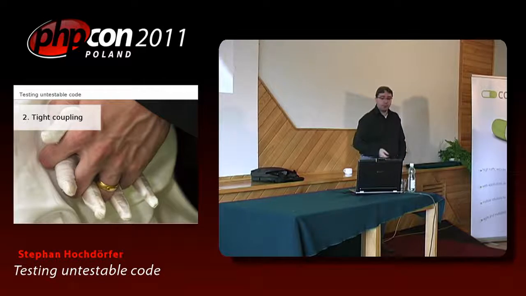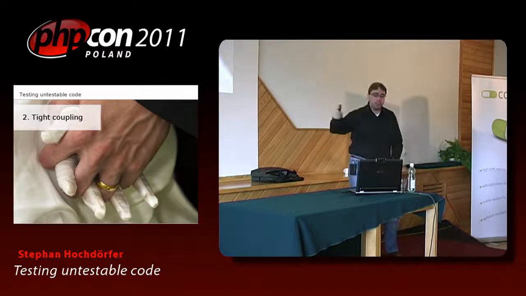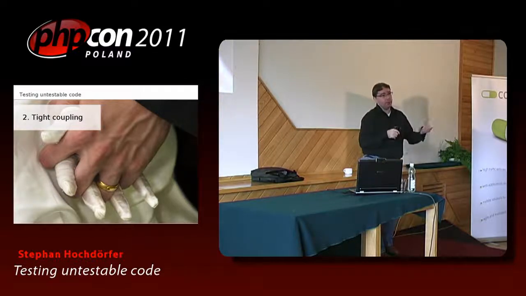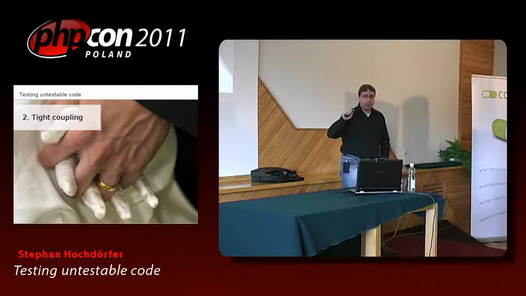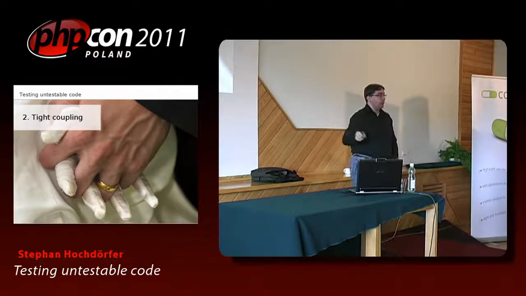Tight coupling is another indicator of untestable code, because with tight coupling, you bind a concrete implementation to one certain class. You can't exchange it at runtime. This also counts for static method calls, where you just write in your code the class name, colon, and the method you call. You can't exchange that when you're testing your application, and thus you cannot really make sure that you can control what's getting back to your class.